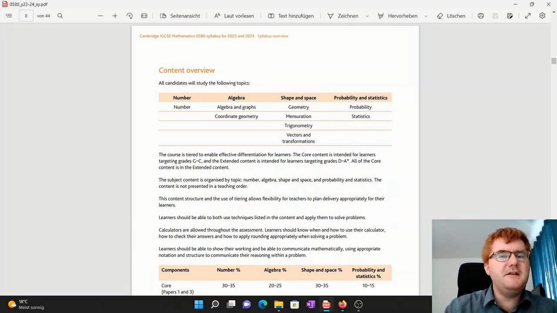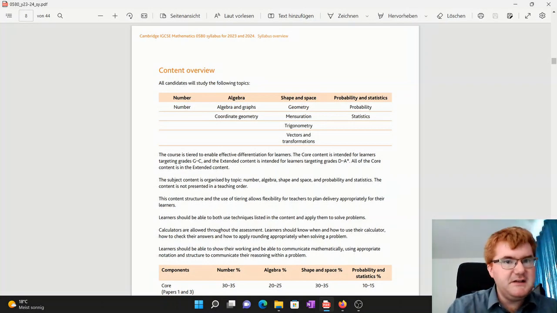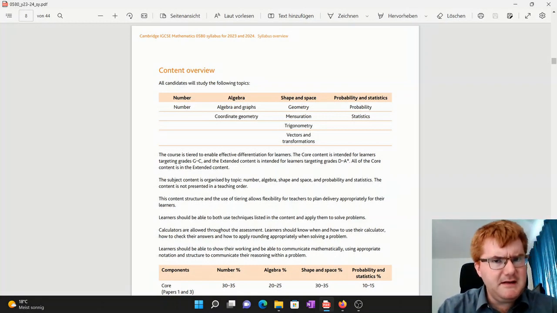One thing to be aware of is core and extended. So the core content, so if you do the core papers rather than extended, that's for people targeting grades G to C. For the extended, that's people targeting grades D to A star. And generally, if I'm unsure, just talking from experience here, for a student who's on that sort of CD borderline, I will generally put them in for that extended and give them the opportunity to get the higher grades.